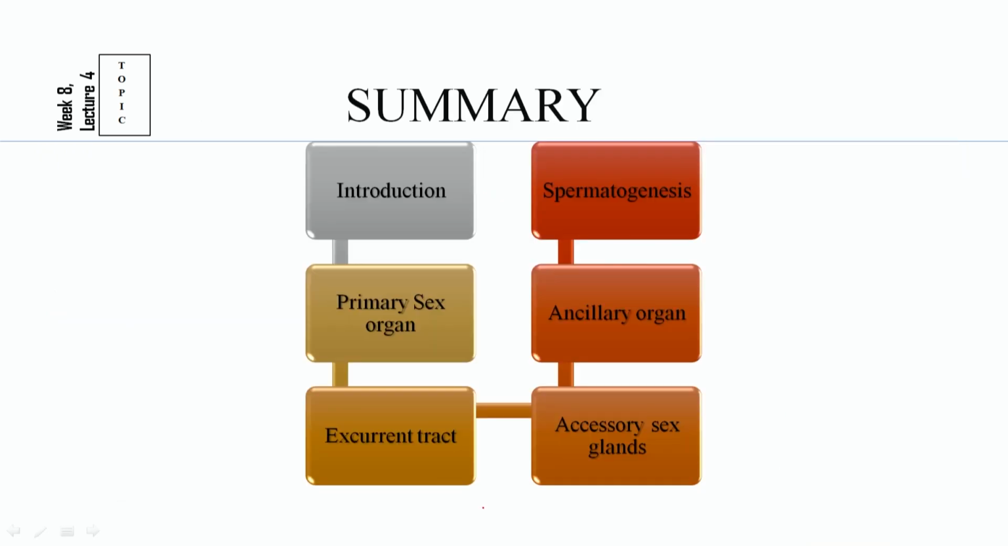So in today's class, what we have seen is the introduction to the male reproductive system, starting from the primary sex organ, then the excurrent tract and the different components present in the excurrent tract, then the different accessory sex glands, then the ancillary organs and their function, and then the definition of spermatogenesis.